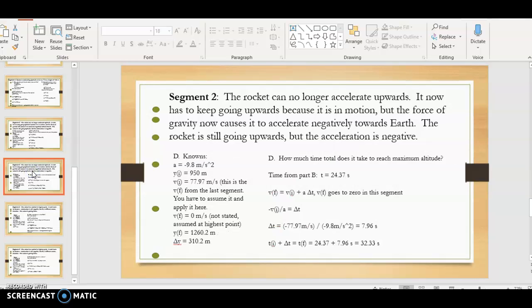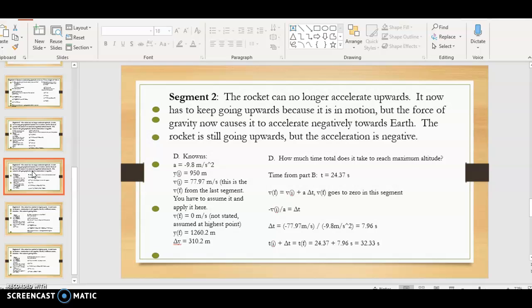Again, in segment 2, we're still going upwards, but we're slowing down. We want to know how much time it takes for the rocket to reach the maximum altitude. So from the previous slide, I know that my final distance upward is going to be 1,260.2 meters upward. I also know that from part B, my time is 24.37 seconds that it took to run out of fuel. So I'm going to figure out the time in this part of the problem.